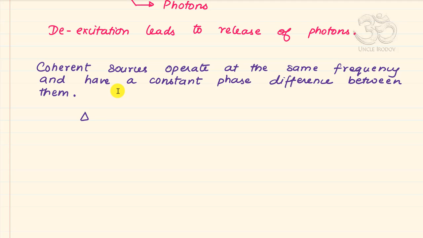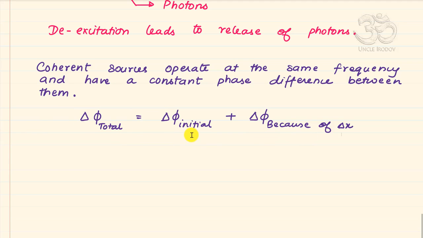So the total phase difference at P, or the total phase difference delta phi total, is actually the initial phase difference which is there between the sources plus the phase difference that gets incorporated because of the path difference. And you have to keep this in mind. So please keep this equation in mind.